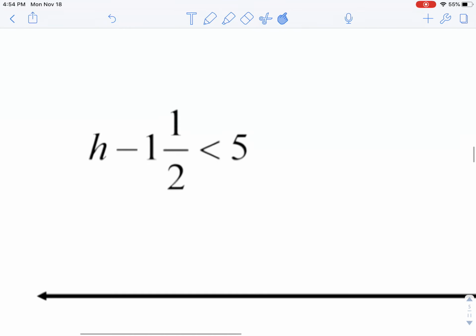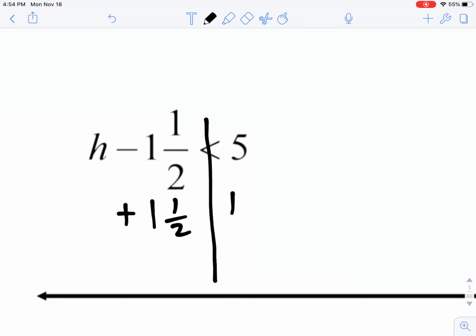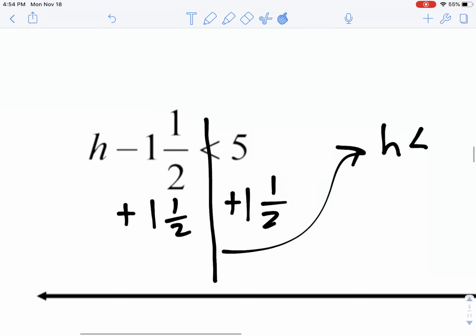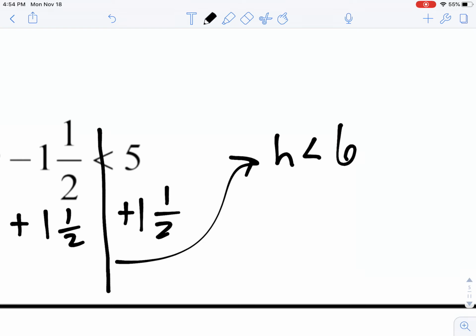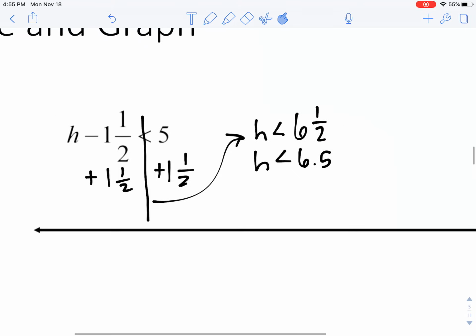All right, h minus 1.5 is less than 5. Well, I'm going to draw my line down just like an equal sign, trying to get h by itself. So we have minus 1.5. I'm going to add 1.5 to both sides. I'm left with h is less than 6.5. I'm going to write that in decimal form, so I'm going to write that as 6.5. H is less than 6.5.